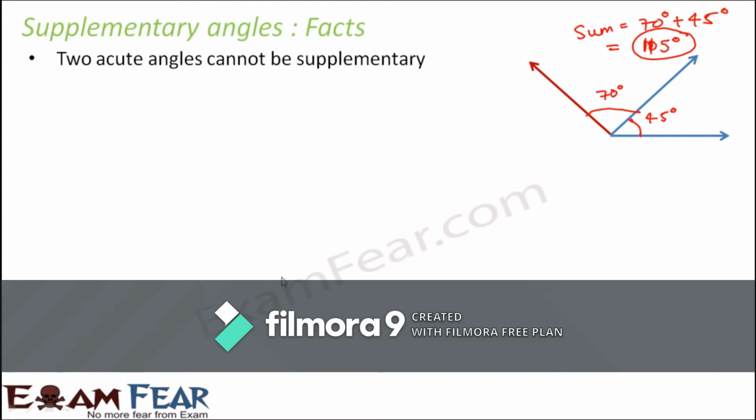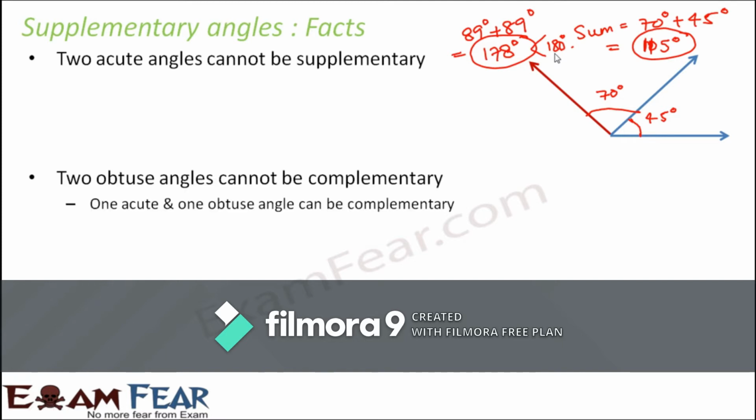No. So basically you think of any acute angles. Let's try to think of the maximum possible acute angle, maybe something like 89 degrees. So even if you have two 89 degrees, just add them up. How much do you get? You get 178 degrees, which is still less than 180 degrees. Therefore, supplementary angles cannot be formed by two acute angles.